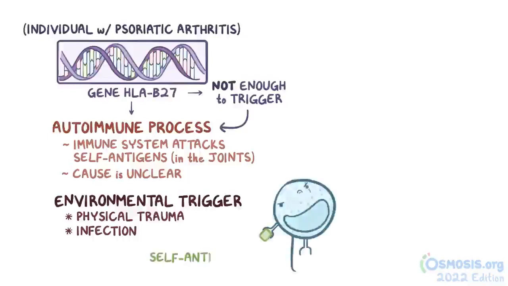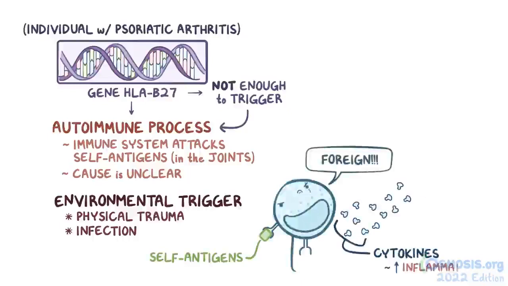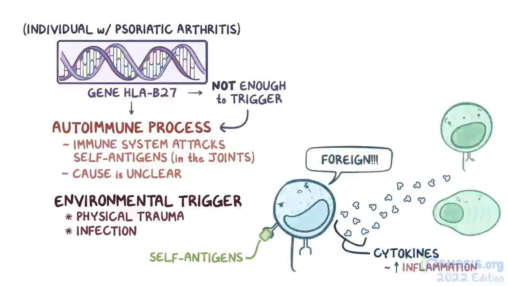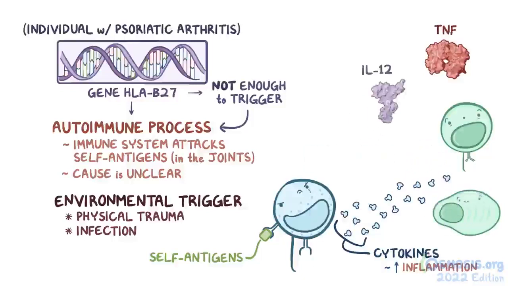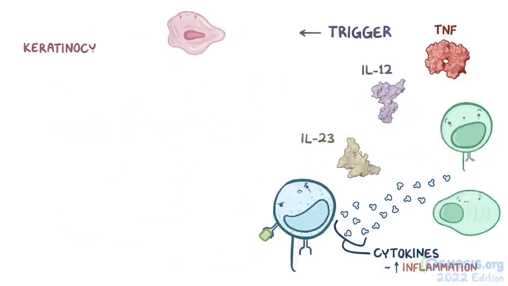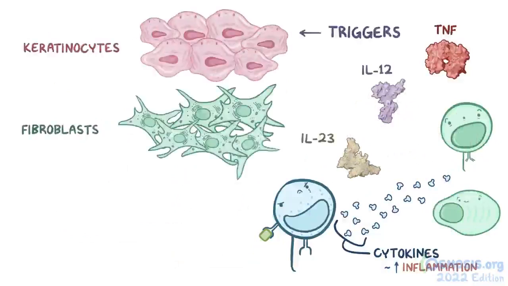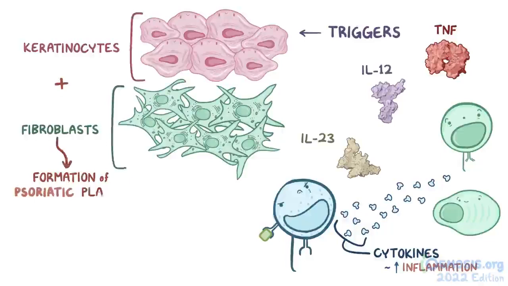Ultimately, once the self-antigens are seen as foreign, T cells release cytokines, which increases inflammation, and stimulates other immune cells to release tumor necrosis factor, or TNF, as well as interleukin 12 and interleukin 23. This triggers keratinocytes and fibroblasts to proliferate, and leads to formation of a psoriatic plaque.